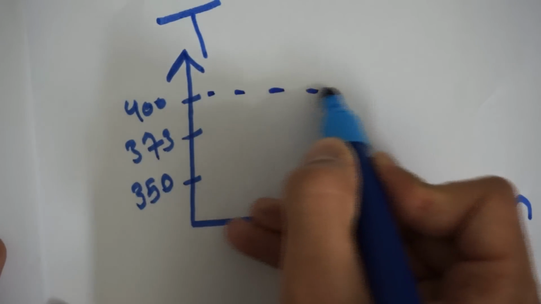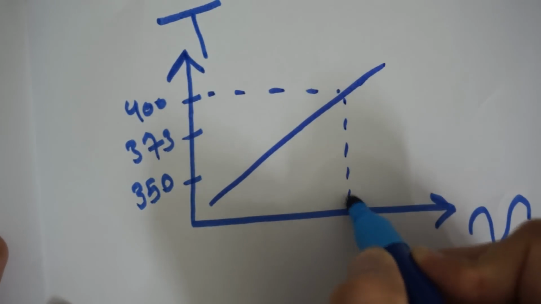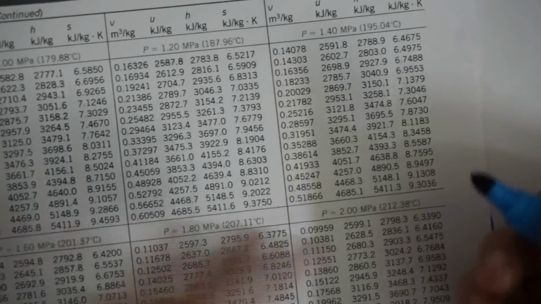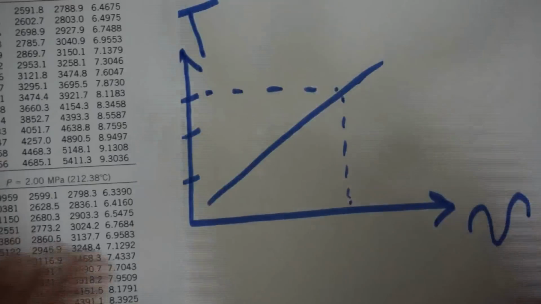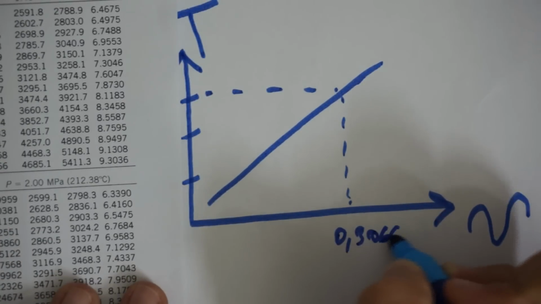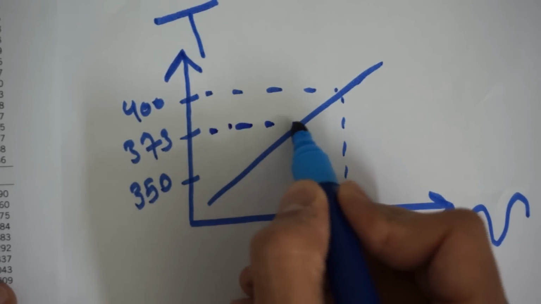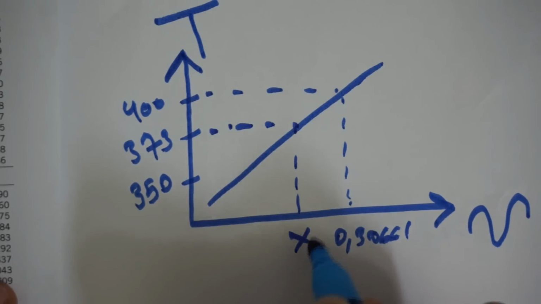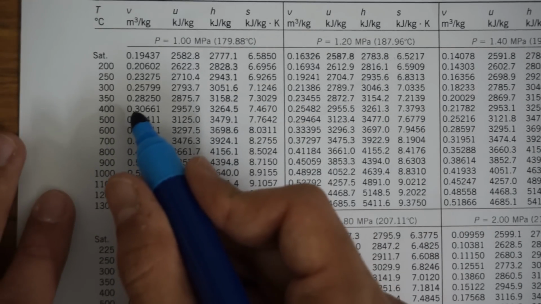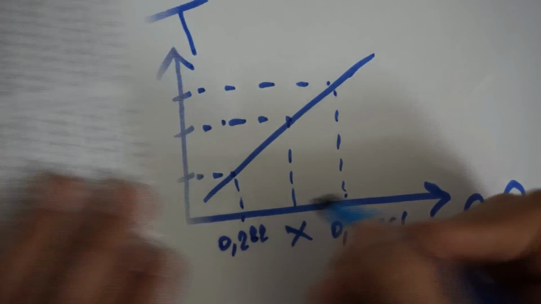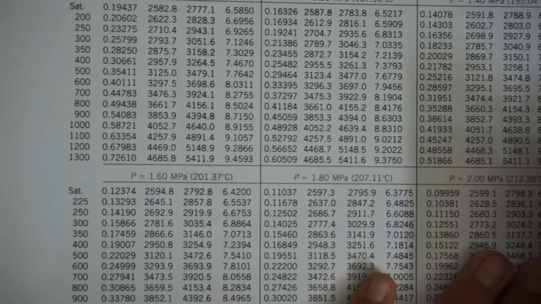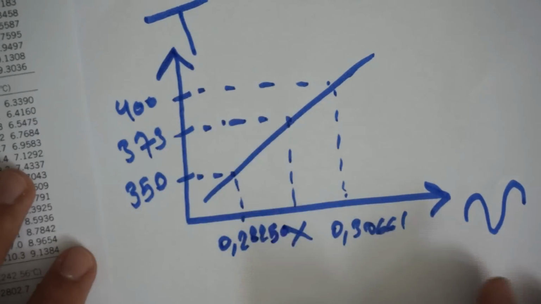I do it this way. For 400 we have 0.30661, and for 373 we don't know the value, so I put X, and for 350 I have the 0.28250.